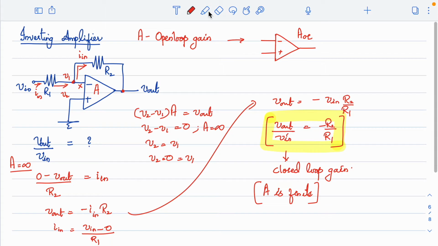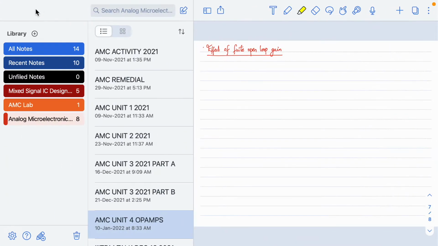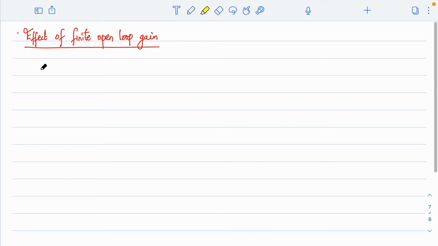This part is clear, how I derived the gain expression, the closed loop gain for this inverting amplifier, V out by V in, which is minus R2 by R1. The same thing, instead of considering this A as infinity, now it is a finite value. What is the main difference here? If this is a finite value, then the previous virtual short property, or the virtual ground property, as we say, is not valid now.